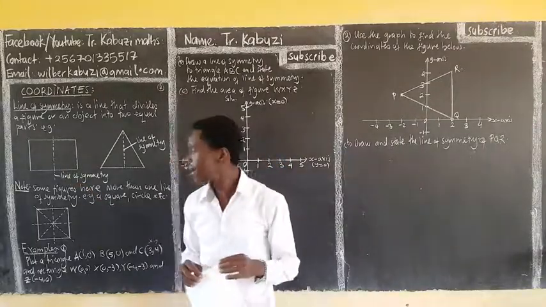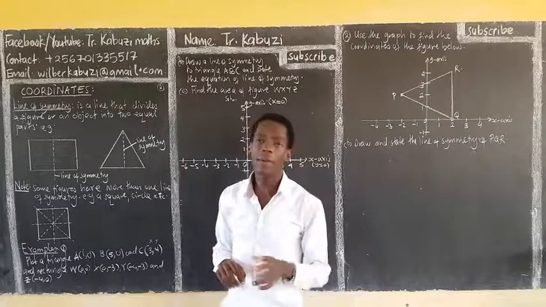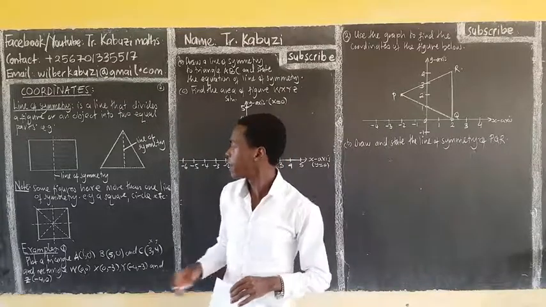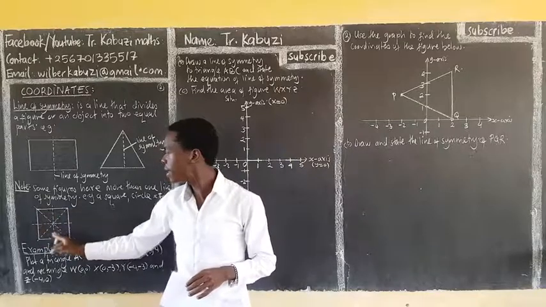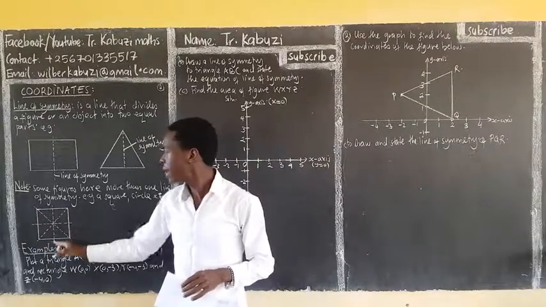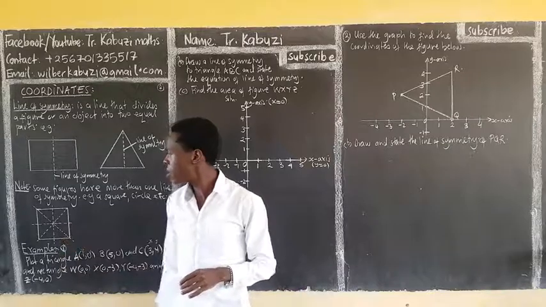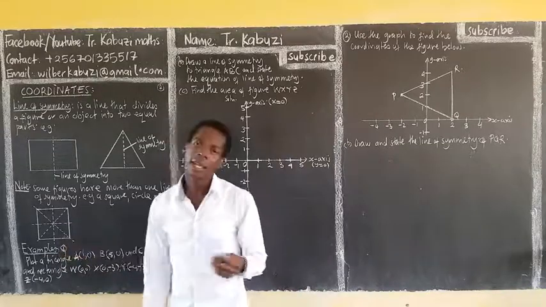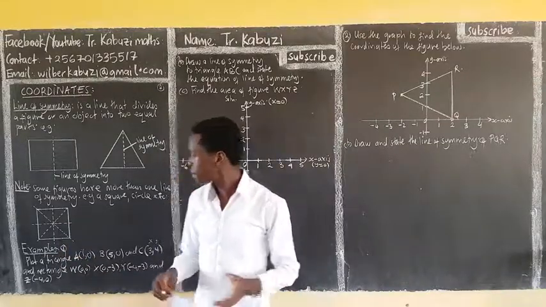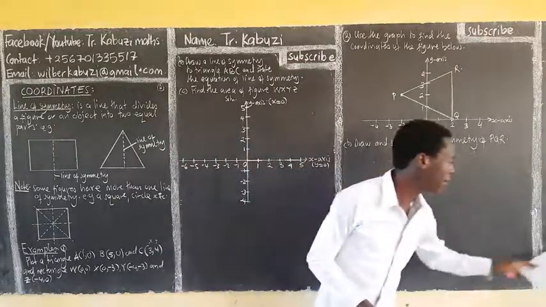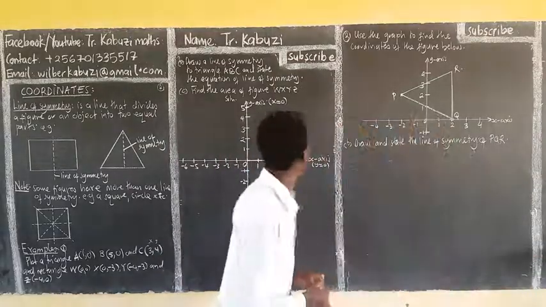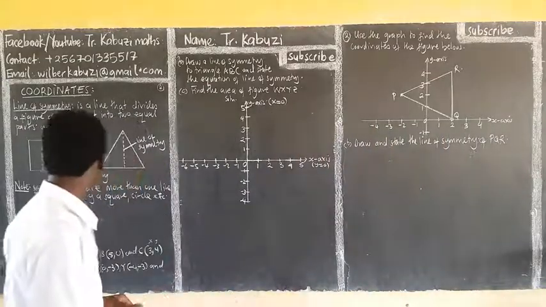Now, as I said, some objects or figures have more than one line of symmetry. For example, this one is a line of symmetry for this and this. This one divides this into equal parts, then this one also into equal parts, then this one, so those ones are there. Then a circle has infinite lines of symmetry. It has very many. Anyway, let us come to our examples.